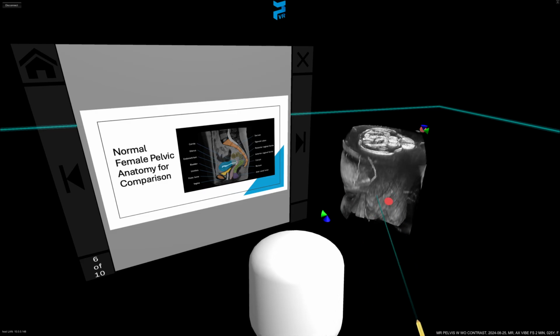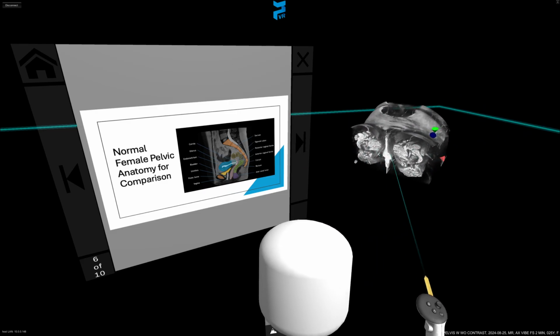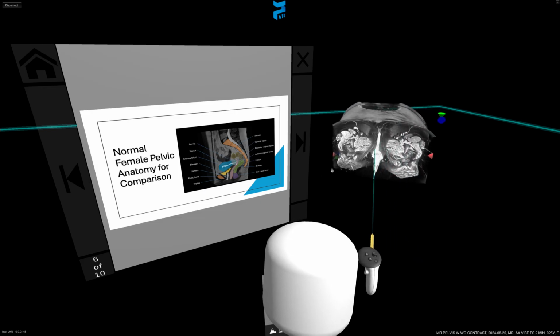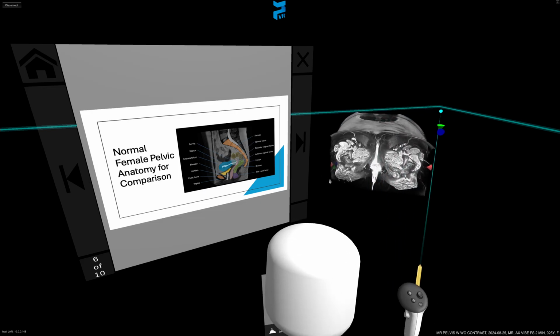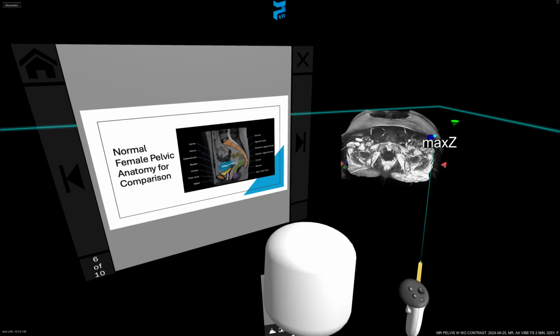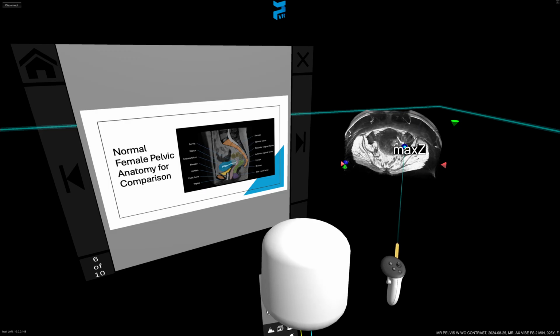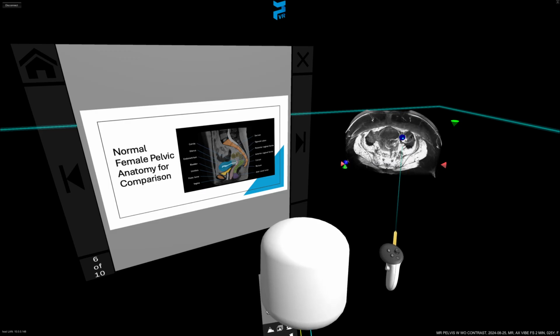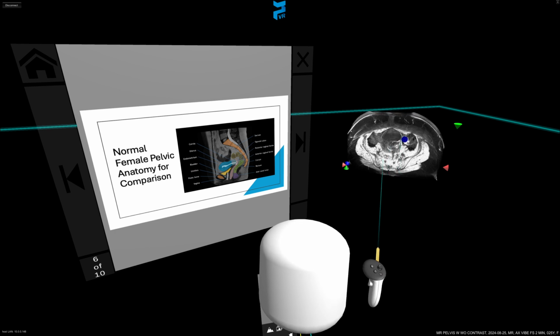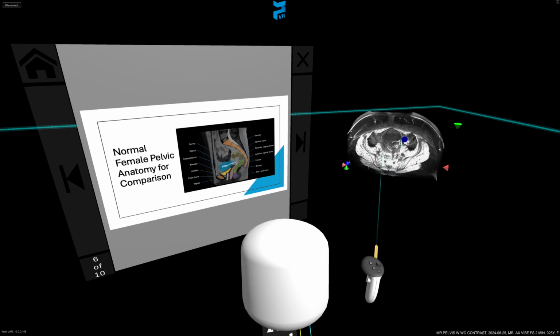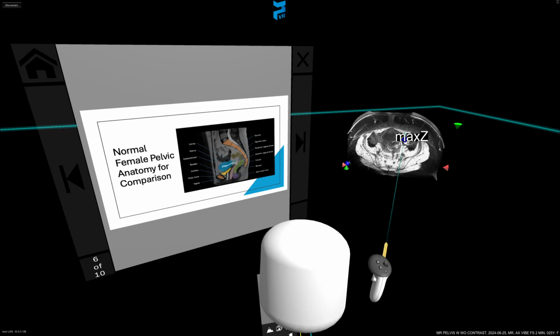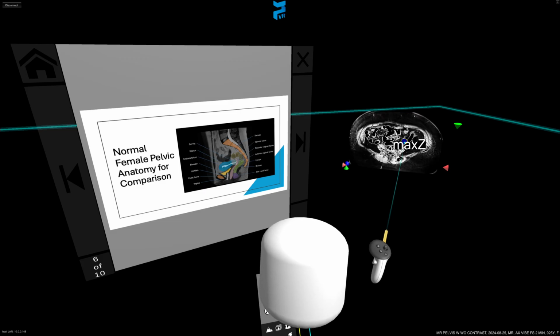We can take another look in the axial view going inwards just to get a better idea of where this mass is positioned. We can see right here, bladder, and then our loculated cystic mass coming up right here. We can perhaps see the uterus and the endometrial stripe as we saw in the other image, and the rectum leading up into colon behind.